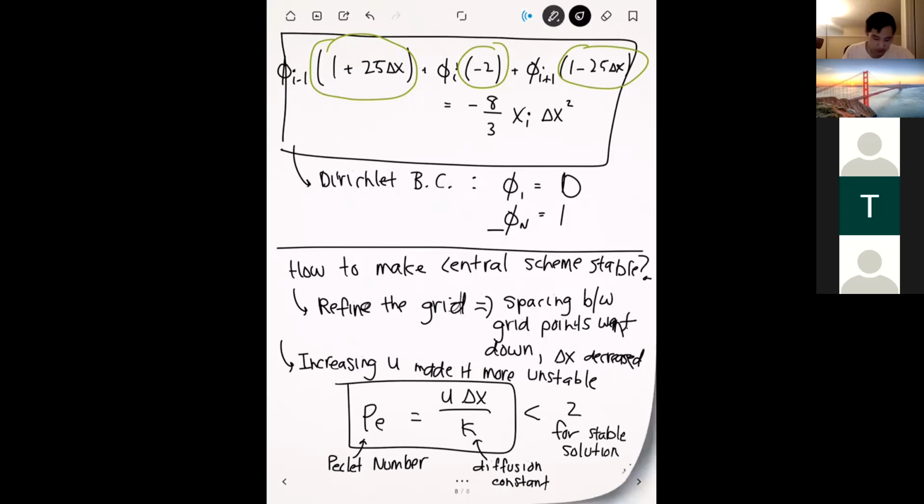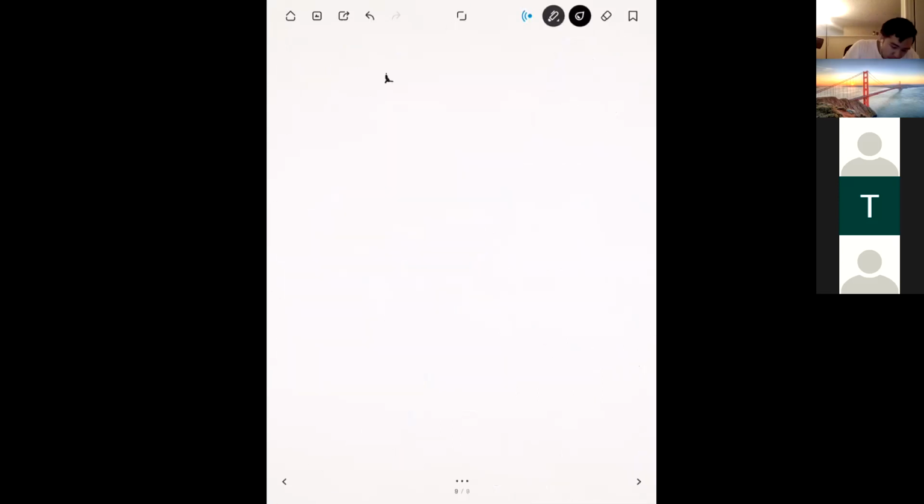Okay. And so from that example, remember that we had a grid with 7 grid points. Okay. And with the grid of 7 points, our grid spacing here was 1/6, okay?